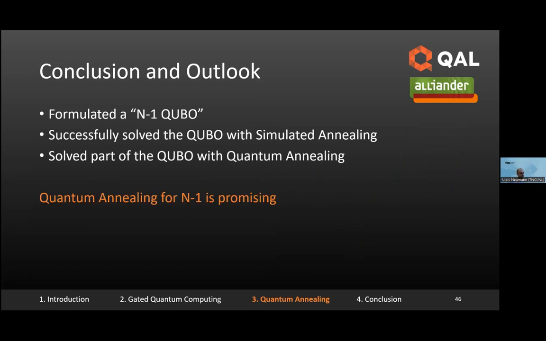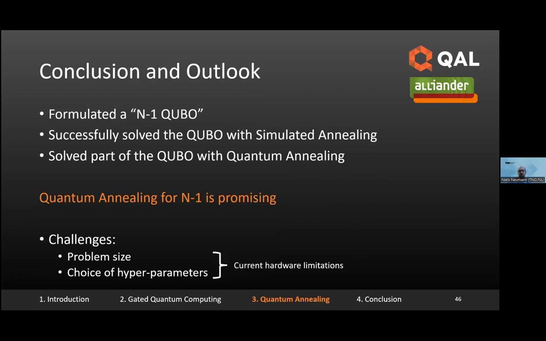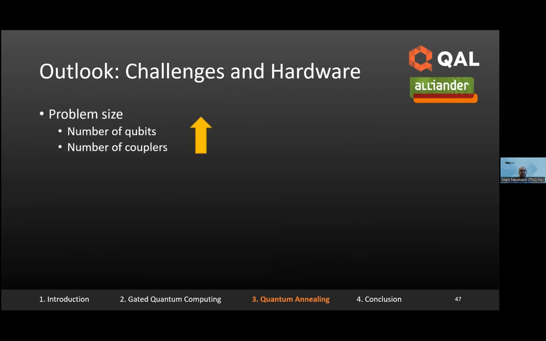So we formulated the N-1 problem as a QUBO formulation, and then successfully ran this QUBO using simulated annealing, and then used quantum annealing hardware to solve a smaller version of this problem. And for the future, we of course want to increase the problem size for which we can run the algorithm, and we want to have more information on which hyperparameters we actually need to choose, and how we need to choose them.